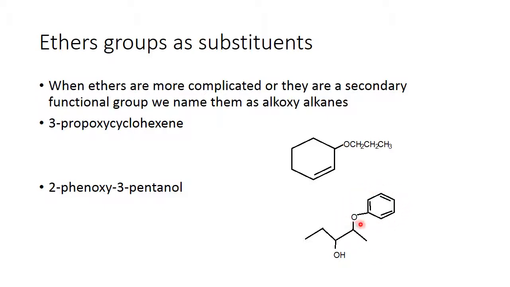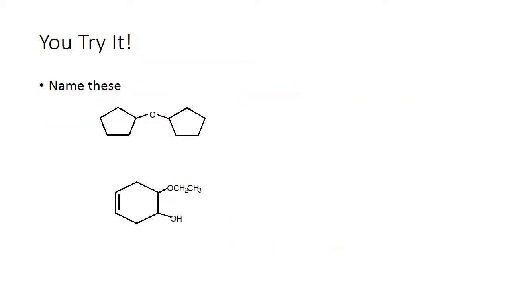This part right here, we're going to name as a substituent. This is phenyl, and then we're going to say oxy for it being attached to an oxygen as a substituent. So this is going to be called phenoxy. So what do we call this? We're going to number it on the number 2 carbon. So it's going to be 2-phenoxy-3-pentanol. Go ahead and try to name these compounds now.